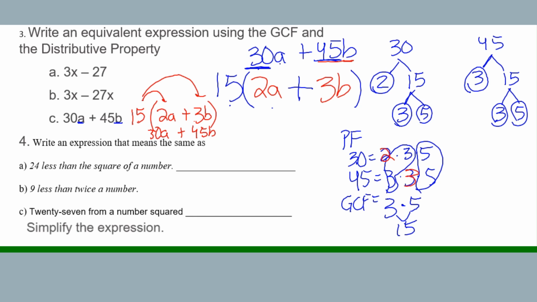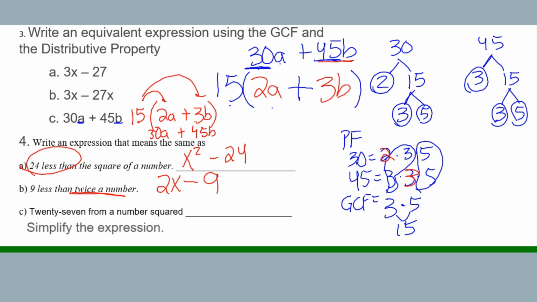Write an expression that means the same as 24 less than a square of a number. So the square of a number, so a number must be squared. And then we need to take 24 less than that. So that's what you should have for that one. 9 less than twice a number. Twice a number means to replicate by 2. So twice a number and then 9 less than that. You could think of what number is 9 lower than twice a number. You have to first start with twice a number and then take 9 lower than that.